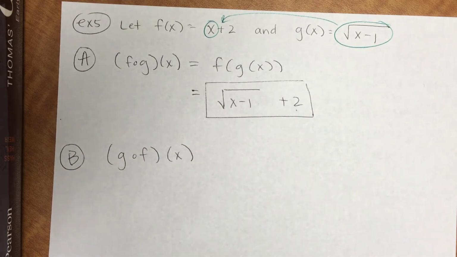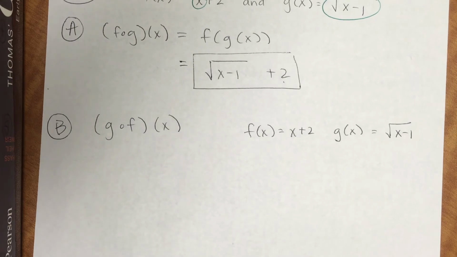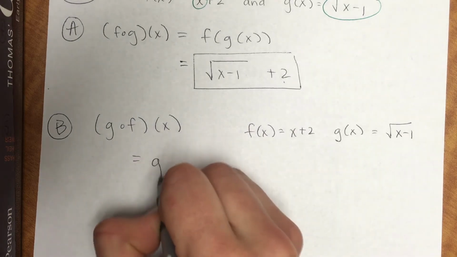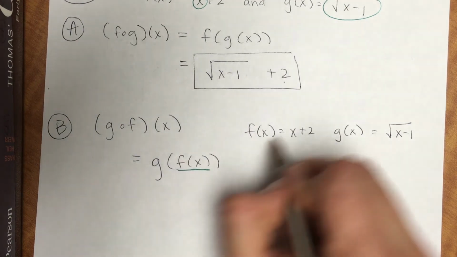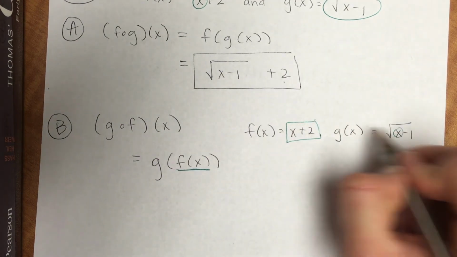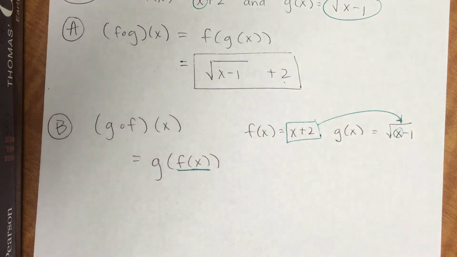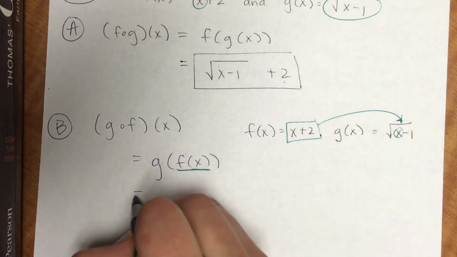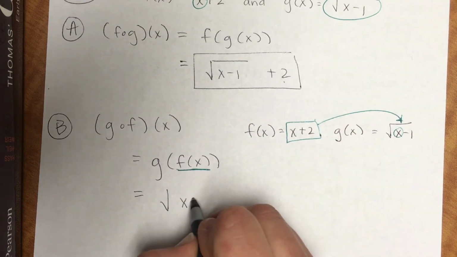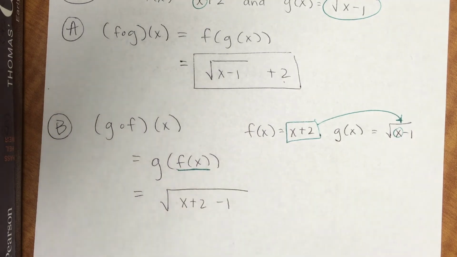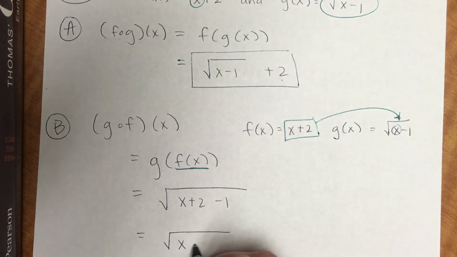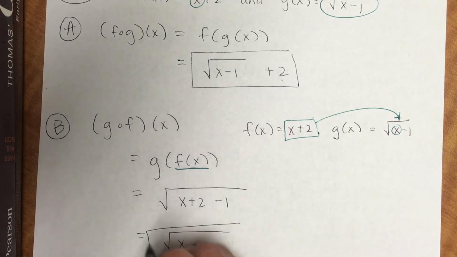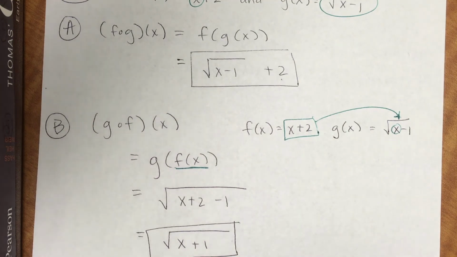Okay, let's do g of f of x. All right, so g of f of x is the same thing as g parentheses f parentheses x, so I'm going to put all of f into my x. So I have square root x plus 2 minus 1. Distribute and combine like terms if you can. So in this case, I can add the 2 and the negative 1 together because they're both under the square root. Here's your final answer.